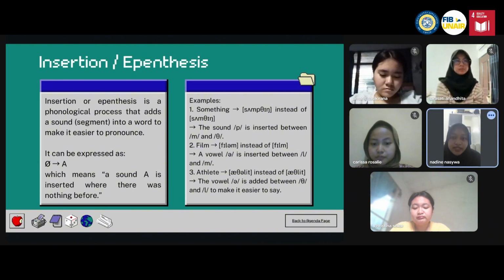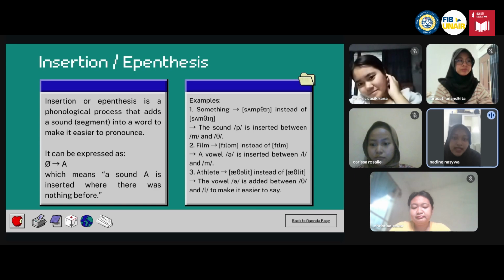And for the examples, in English, the word something is pronounced with a p, instead of something. The sound p is inserted between m and th. The second is film, pronounced with an added vowel, instead of film. A vowel is inserted between L and m. And the third is athlete, pronounced with an extra vowel, instead of athlete. The vowel is added between th and L to make it easier to say.